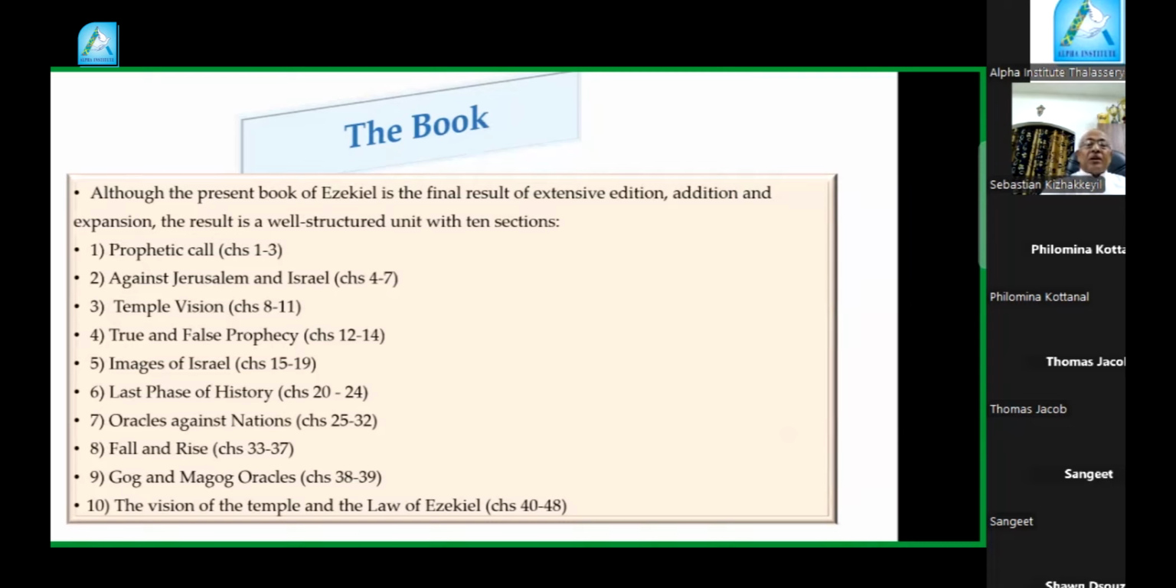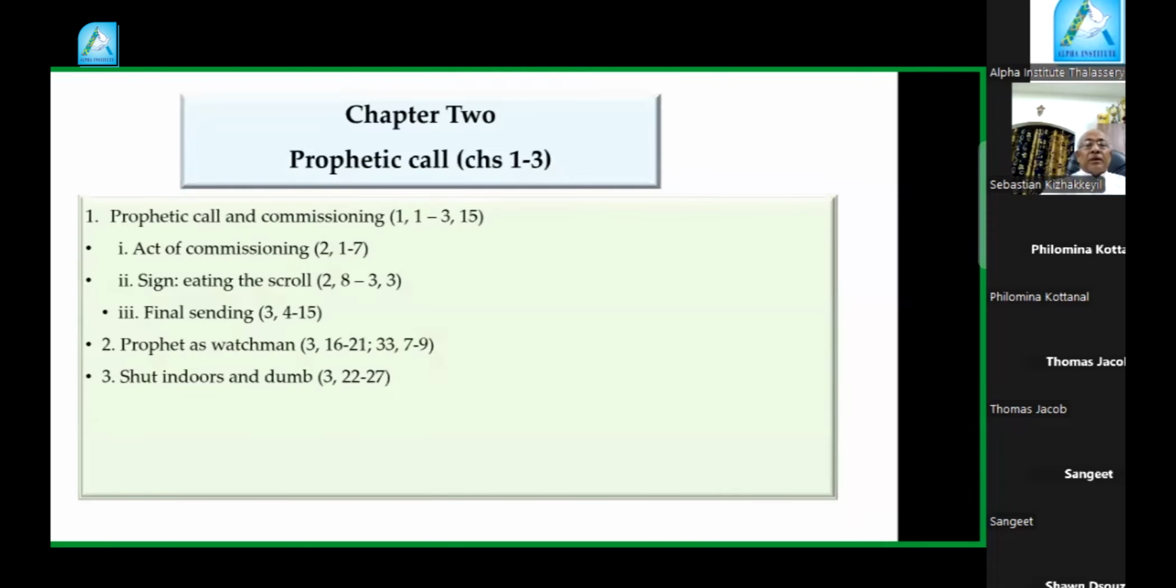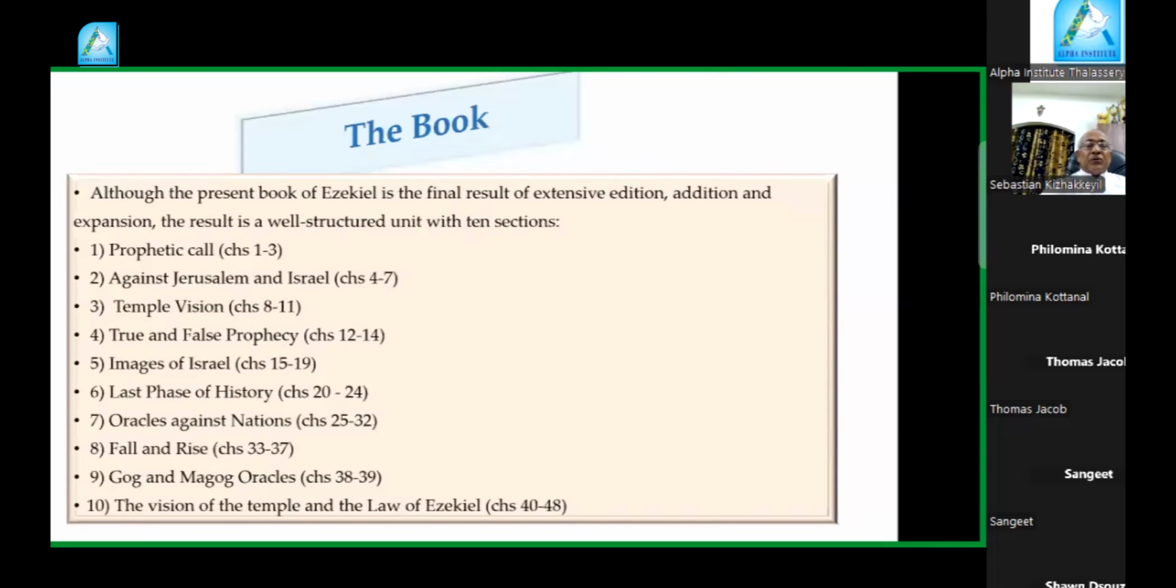Now, after these different procedures, we have the final structure of 48 chapters in this book and the 10 sections. The first three chapters we call prophetical. Chapters 1 to 3, prophetical. The second section is prophecies against Jerusalem and Israel, chapters 4 to 7. Then chapters 8 to 11, the temple vision.